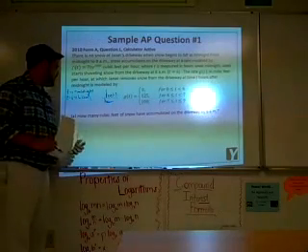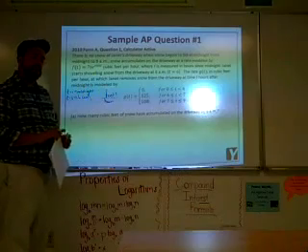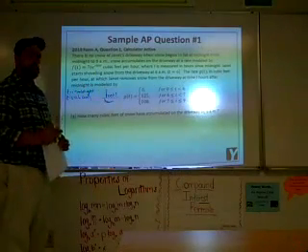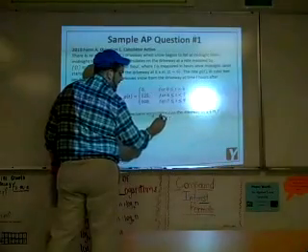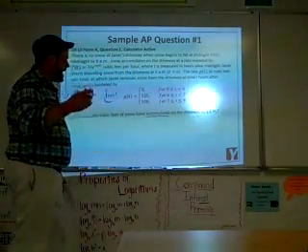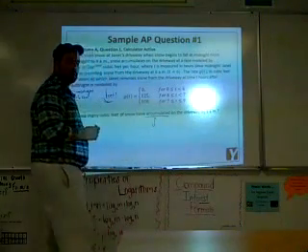Onward to Part A. In Part A, the specific question is, how many cubic feet of snow have accumulated on the driveway by 6 a.m.? Keywords I want to pay attention to: this word accumulated, how much snow has been added onto the driveway. In calculus, we do accumulation using the integral.